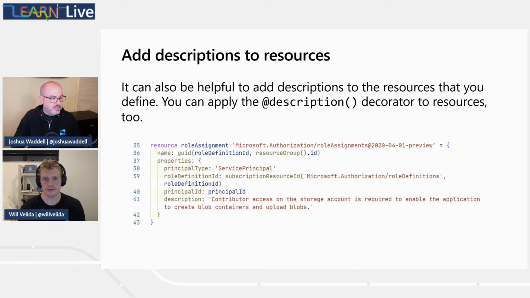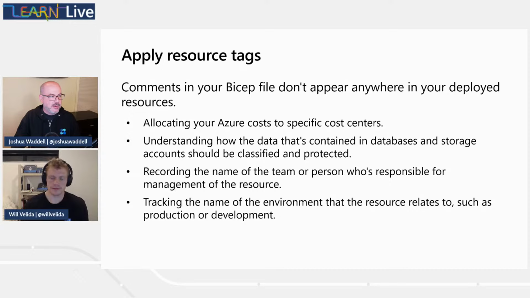So what about resource tags? We've talked about resource tags in other discussions, but how does this help us with our collaboration here, Will? Well, there are situations where we'll need to track information about our deployed Azure resources, and this could include allocating your Azure cost to specific cost centers. If you work in a large organization, there are different cost centers for different departments. We can use resource tags to say, hey, this resource belongs to our marketing department or our manufacturing department, and it's a good way to allocate those costs to specific cost centers.